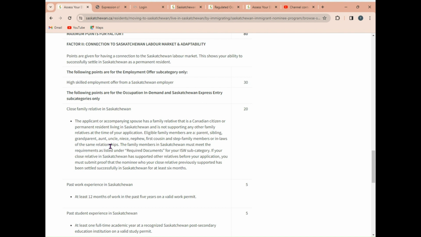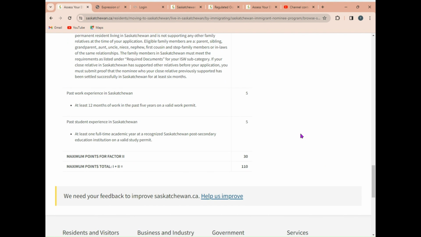This is very good. However, there is also a condition, because Saskatchewan is concerned about your intention to stay. They cannot mandate you, but they want to see that you have the intention to stay. So if any of your family members has sponsored anyone, there must be evidence that that person has stayed in Saskatchewan for at least 6 months. Once you can show that evidence, it means such a family member can sponsor again, right?